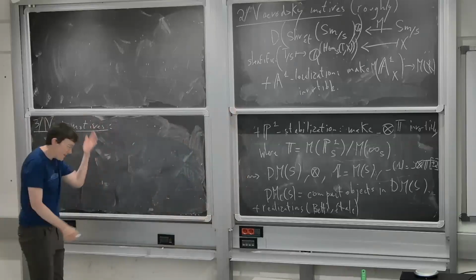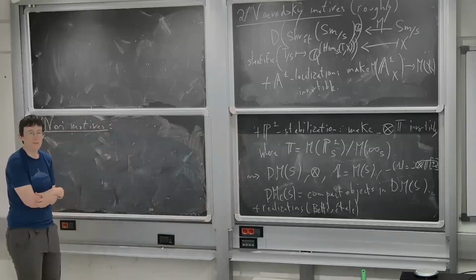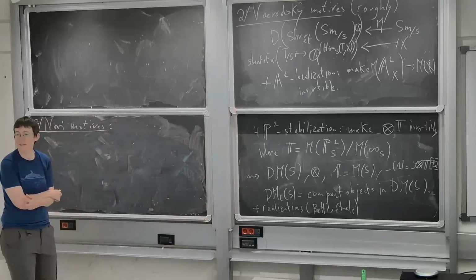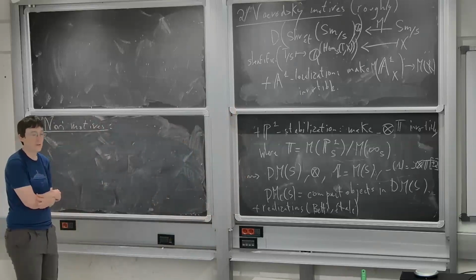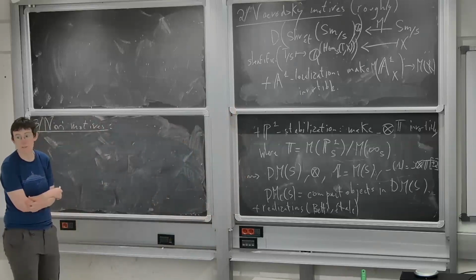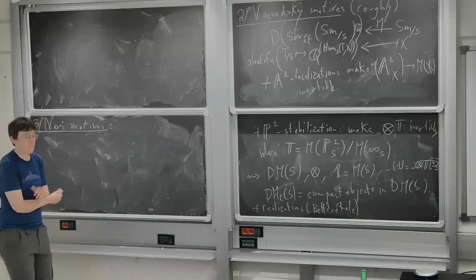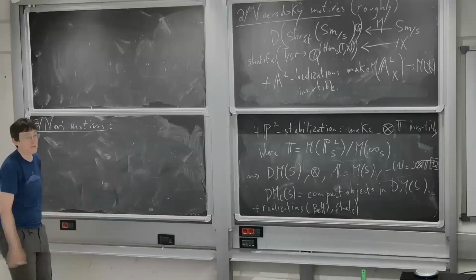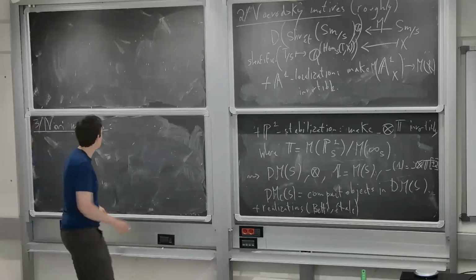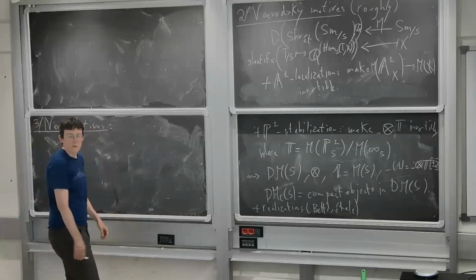Oh, and I'm sorry, this was not intentional, but I realized I forgot a big restriction to Nori: it only works in characteristic 0. I should have put it in my next table. Because this is, for me, probably the biggest drawback of Nori motives. So let's go to a simple case.